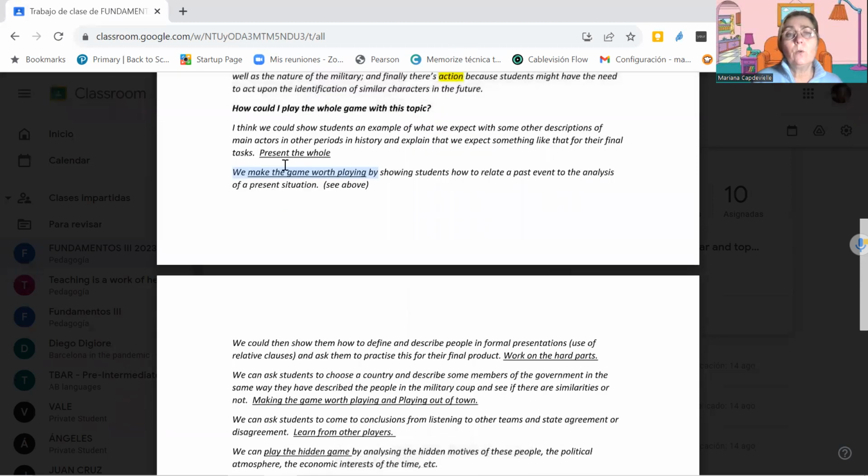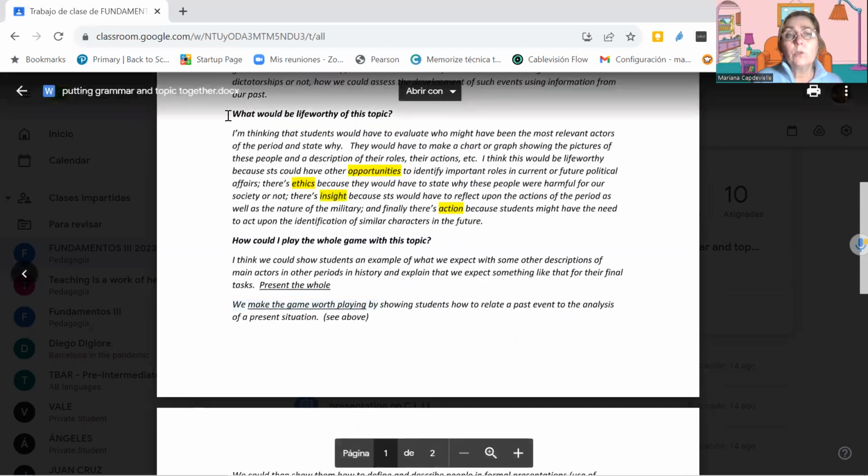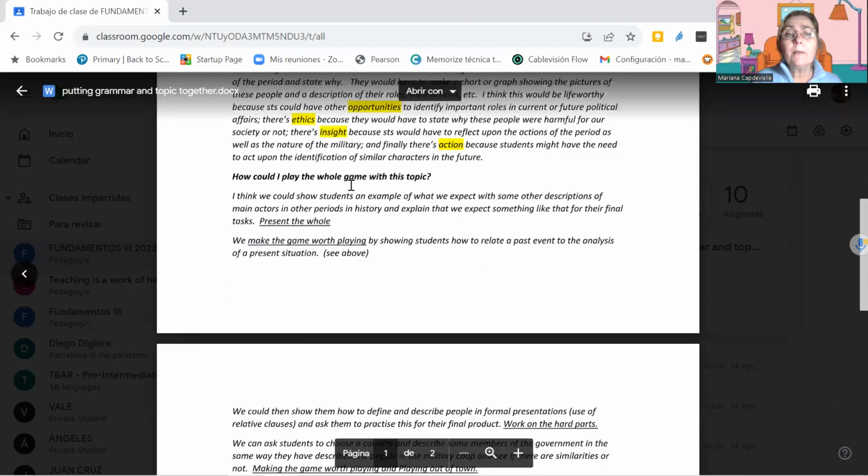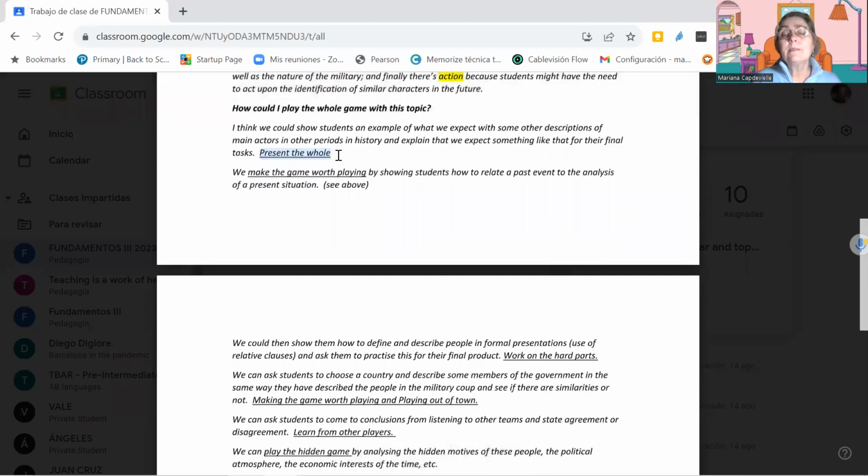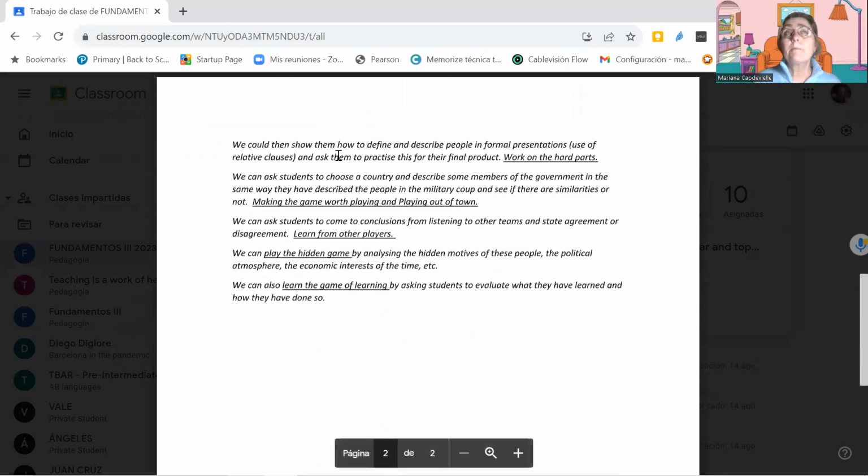I need to, I'm sorry, what is life worthy of the topic. Present the whole, like present an example article or an example report. Ask them to produce opinions or descriptions. Always go from the whole. Then work on the hard parts because I present from that whole. I present the language point and the vocabulary items, and then they have to practice. So they play on the hard parts.